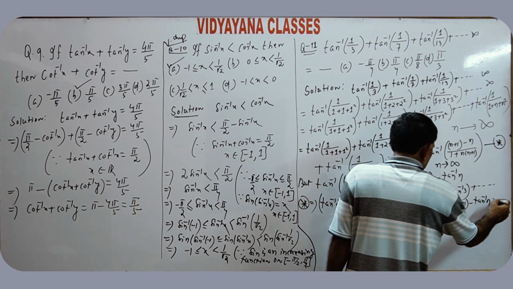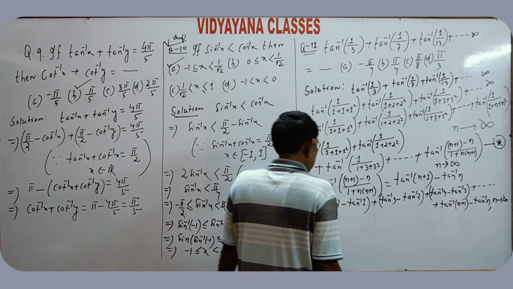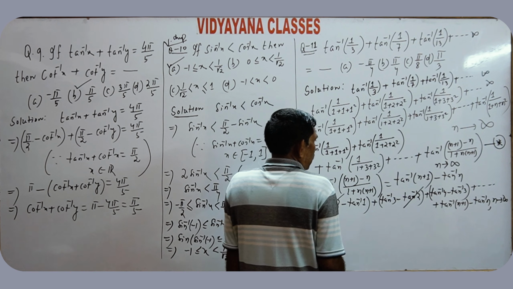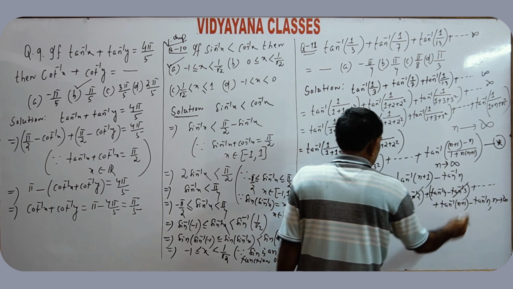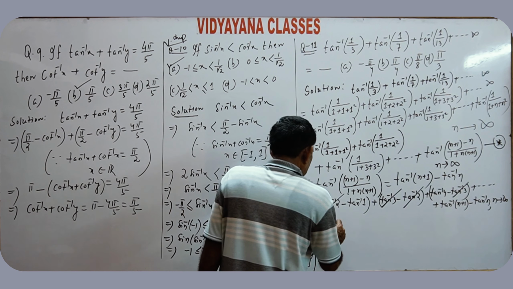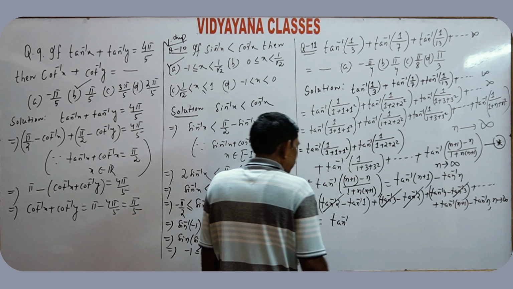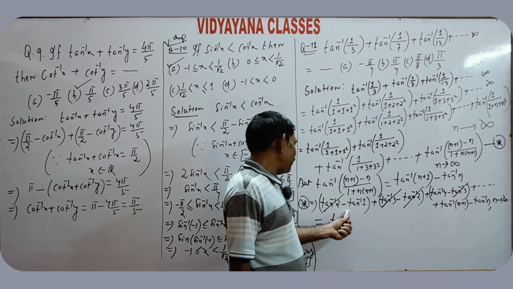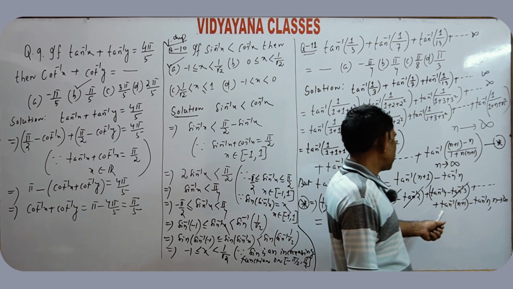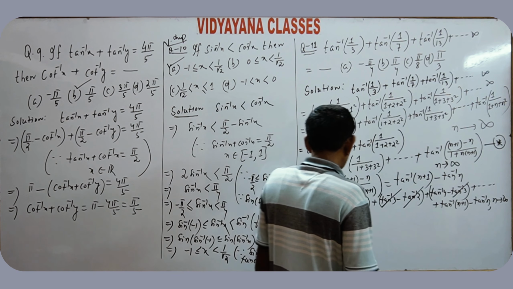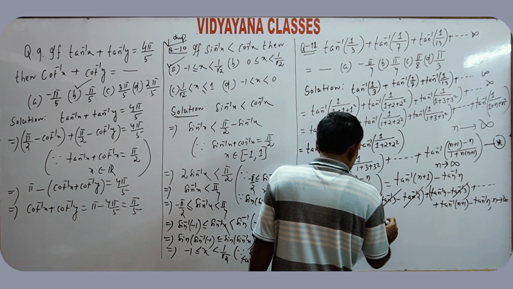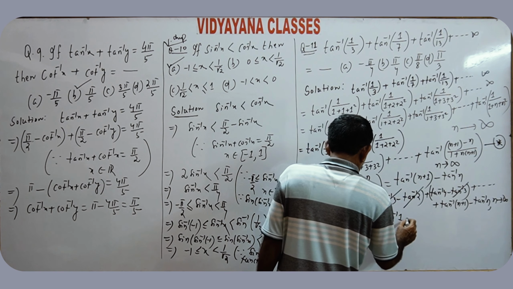N tends to infinity. Tan inverse 2 cancels, tan inverse 3, tan inverse 3 cancel, which is same as, in the first term, it gives minus tan inverse 1. In the last term, it gives tan inverse n plus 1. So it is tan inverse n plus 1 minus tan inverse 1.